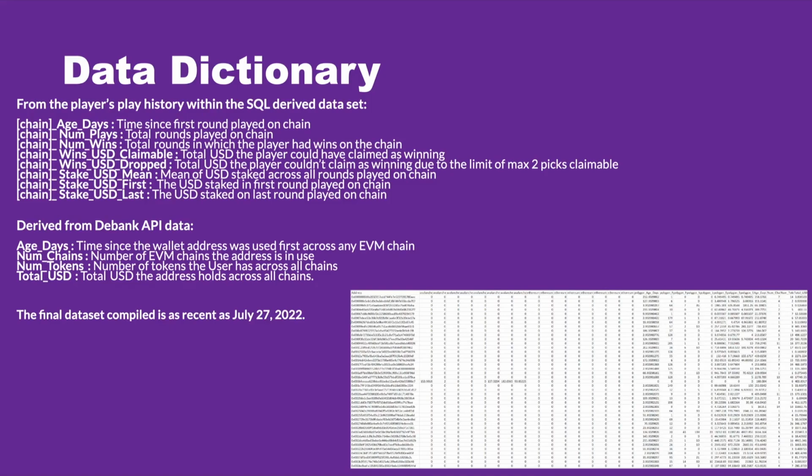And then we also derived the following variables, which is, again, age in days, the time since the wallet address was first used across any chain, the number of chains the address had in use, the number of tokens across all chains, and the total USD across all chains. So basically an aggregation across the different chains. The data set is recent as of July 27, so brand new. But of course, the data is updating all the time, so we can continue to rerun this analysis into the future.